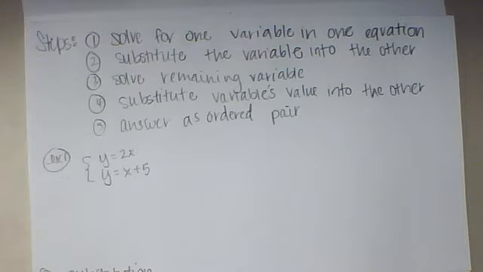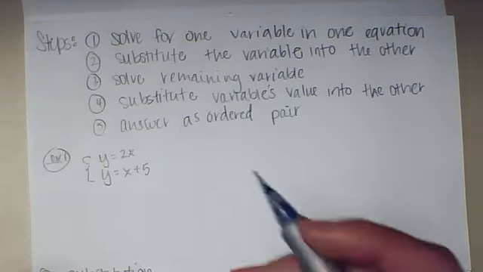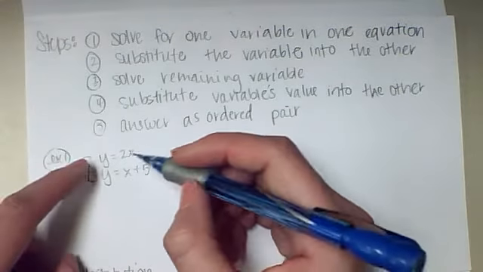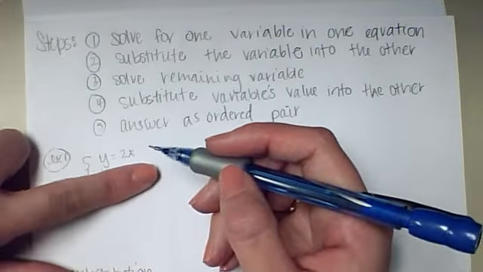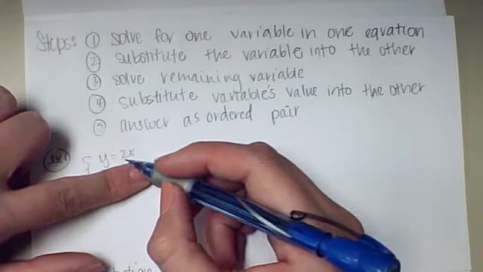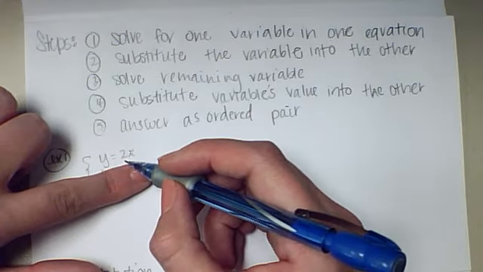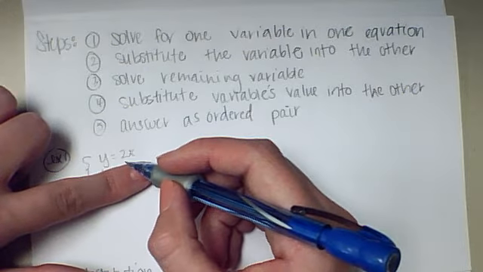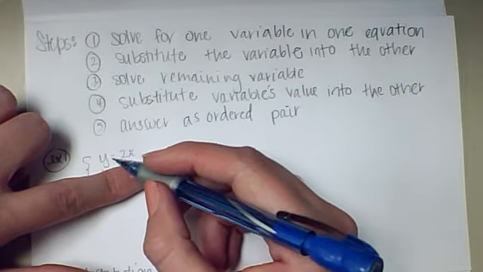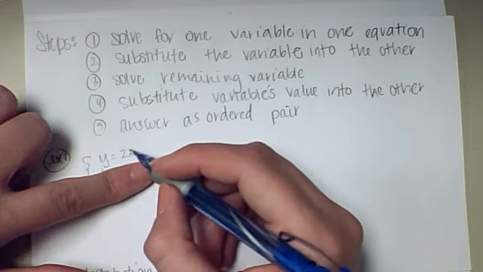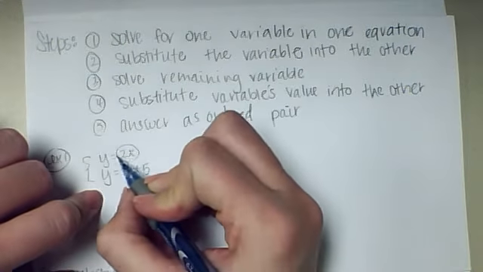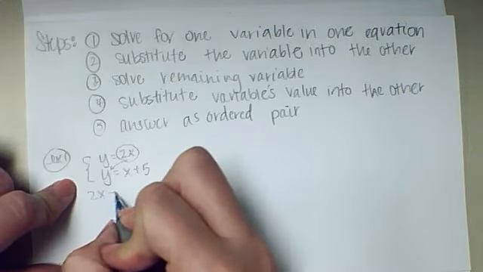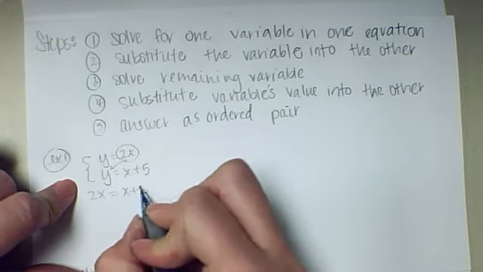So, step one, solve for one variable in one equation. I want you to look at both equations and see if you see a variable that's by itself. In this case, there are two. We're going to start with just the first one. We see that y equals 2x. It equals, so they're exactly the same. They mean the same thing. So in my second equation, I'm going to substitute one variable into the other. So this y equals 2x, I'm going to take this 2x and sub it in for that y. So I have 2x equals x plus 5.